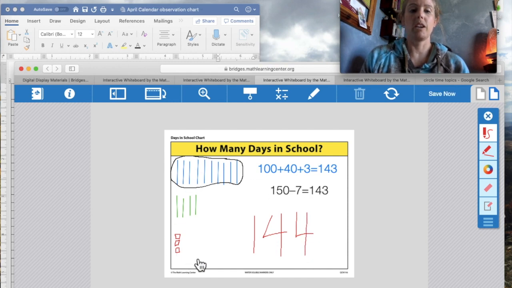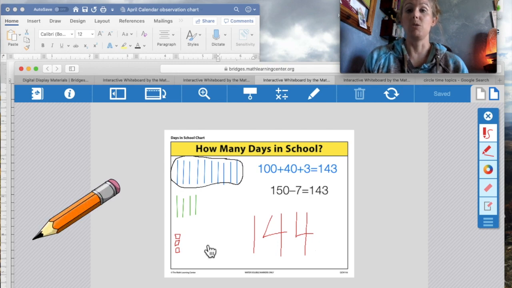Looking over here at our drawing, we have our group of 10 tens for 100. We have 4 tens for 40 and 3 ones. That would make 143. What do I need to change here? Go ahead and draw it on your piece of paper.